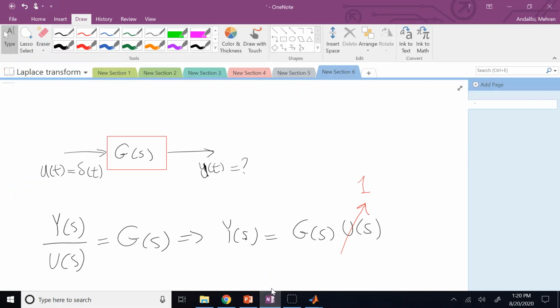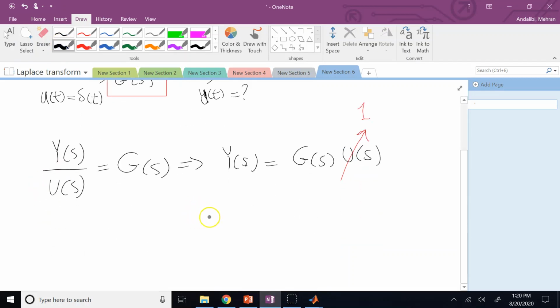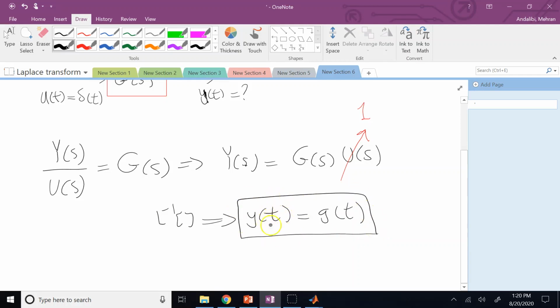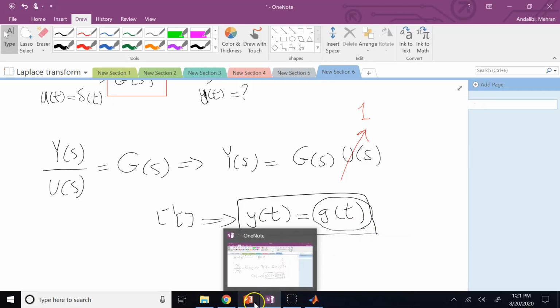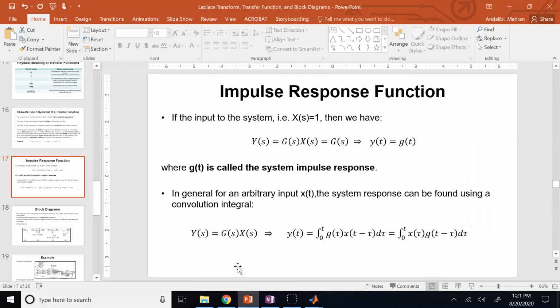So y of s is the same as what? U of s. So if you take inverse Laplace, what happens? y of t is going to be the same as g of t. So the output or the response to the impulse function is also equal to g of t. So that's why we call g of t the impulse response, right? Response is the same as output to an impulse input.